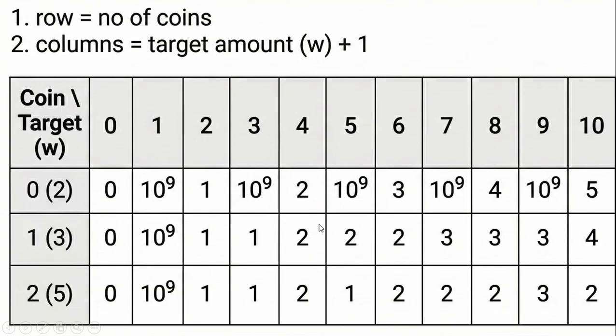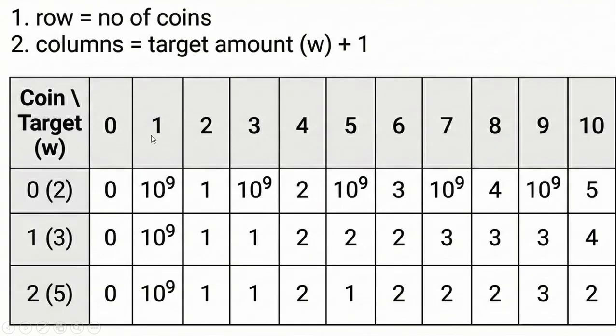Now check how this table gets filled. First, for only row 1, we are doing it physically, without any formula or coding technique, to get a better understanding of this algorithm. First, if we have 2 rupees coins and we have to give 0 rupees to a shopkeeper, what will we do? We just don't give him money. If we don't give him money, he gets 0 rupees. So we type 0 here.